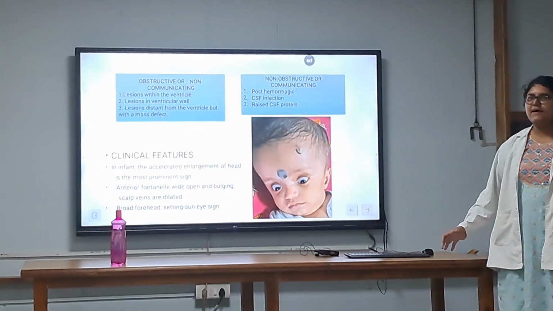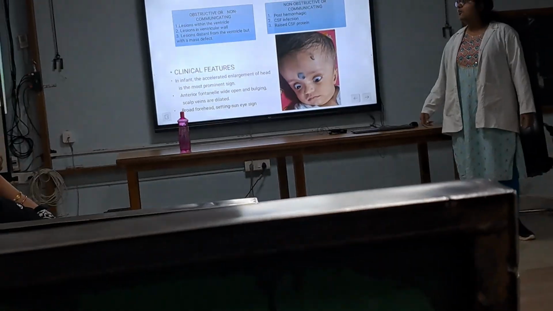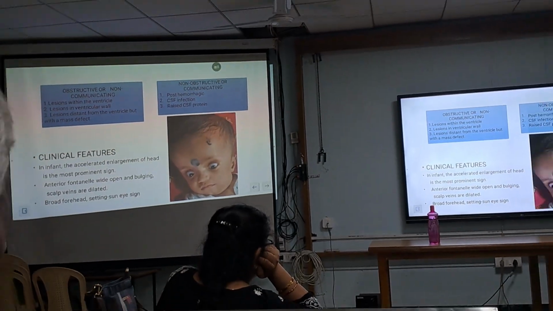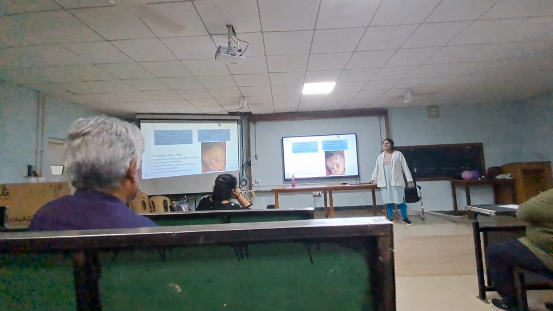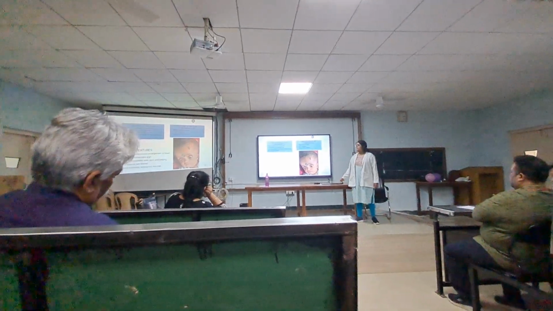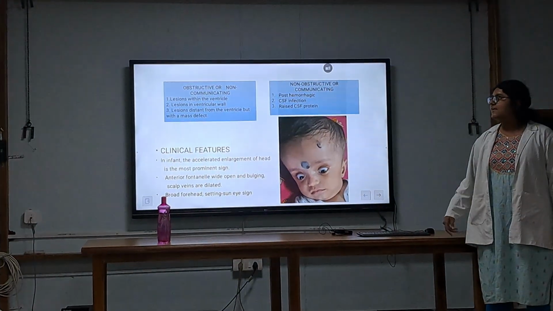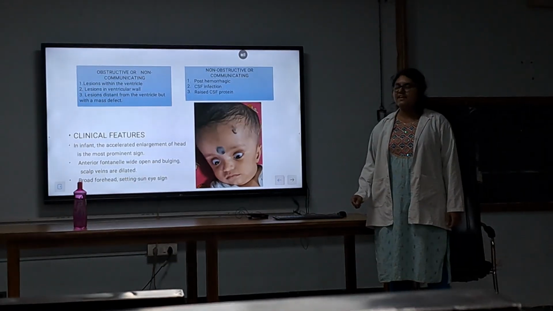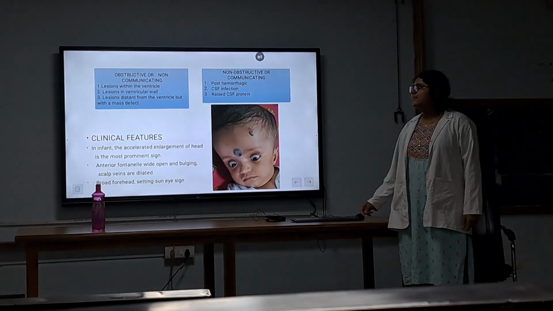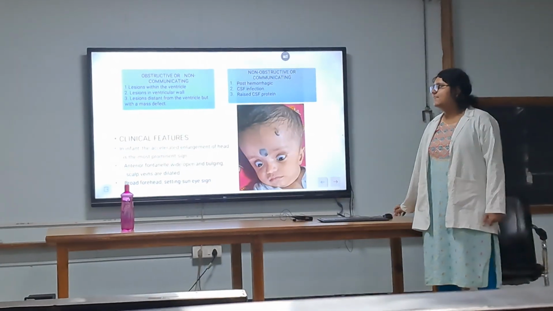Hydrocephalus is broadly divided into two groups, obstructive or non-communicating and non-obstructive or communicating. Also there is one other group, which is hypersecretion of CSF due to choroid plexus papilloma, which is very rare. In obstructive, the causes include aqueductal stenosis and other lesions in the ventricles. The causes for non-obstructive hydrocephalus include post-hemorrhage, CSF infection and raised CSF proteins, which lead to impairment of absorption of CSF.